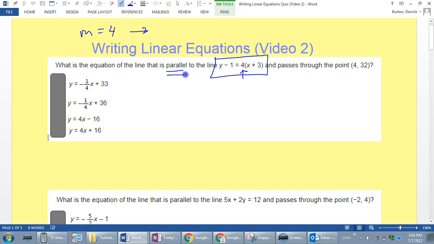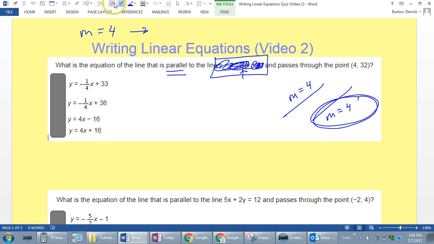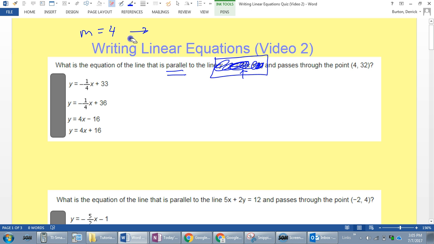Now they're telling us parallel lines. So if we have parallel lines and one line has a slope of 4, what's going to be the slope of the other line? It's also going to be 4. So basically they're telling us that the slope is 4, and that's the only reason why we needed this equation. Once we know that the slope is 4, we're not going to do anything else with that equation. Okay, so now we know that the slope is 4, and we have a point, (4, 32).